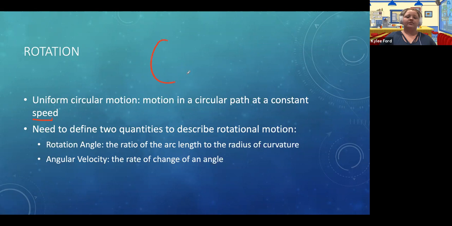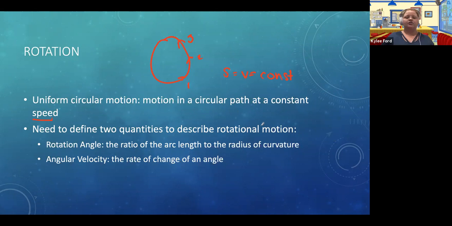So if I have a circle that I'm moving throughout, and I'm constantly moving through points 0.1, 0.2, 0.3, my speed, or v, is going to be constant. But as you notice, my direction is changing. That is what is going to be different when we're talking about rotation.